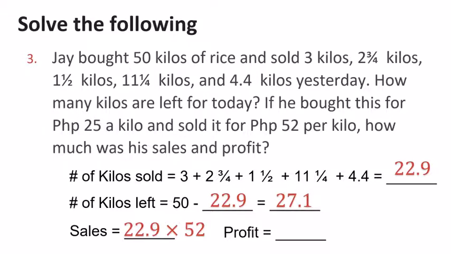Now for the profit, the profit per kilo is we subtract 52 and 25. So for every kilo of rice sold, he has a profit of 27 pesos. He sold 22.9 kilos times 27. He has a profit of 618 pesos and 30 cents.